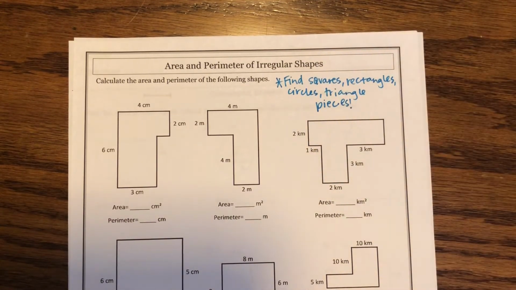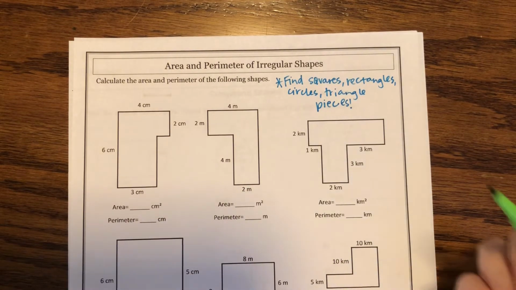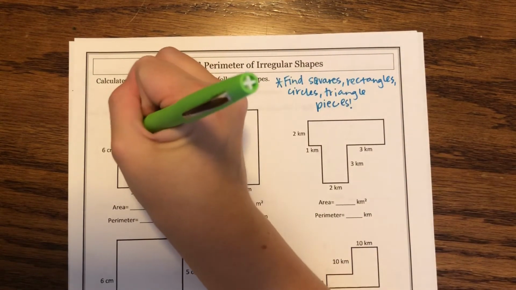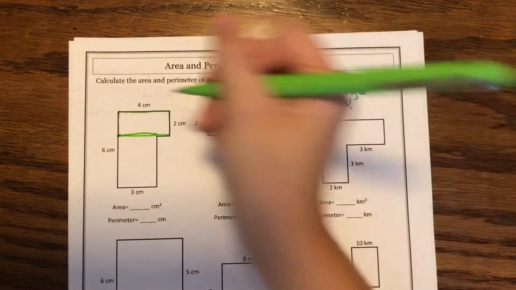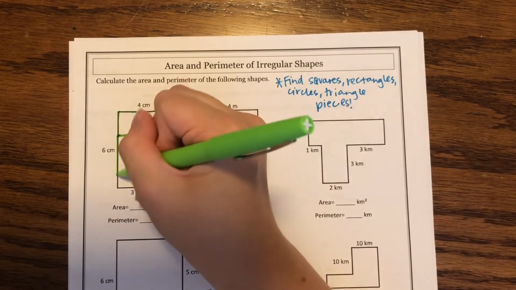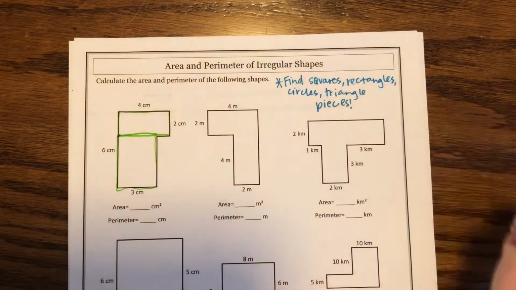Okay, that's what I'm gonna suggest. I think that'll make this a lot easier. So for example, here, I see 2 rectangles. This is 1 rectangle, that's 4 by 2, and then we have this rectangle here that's 6 by 3.